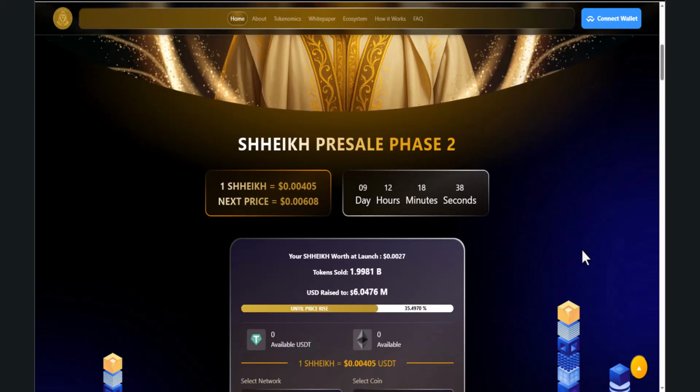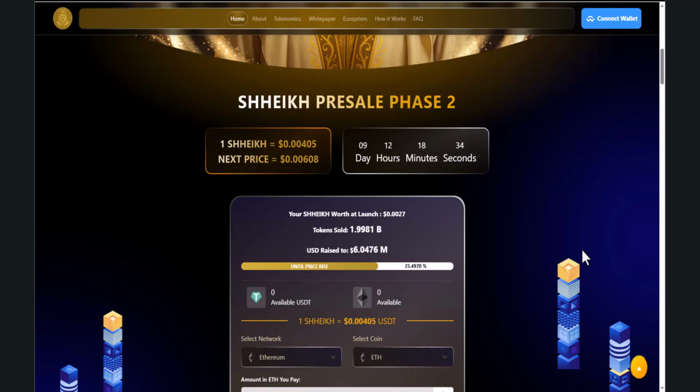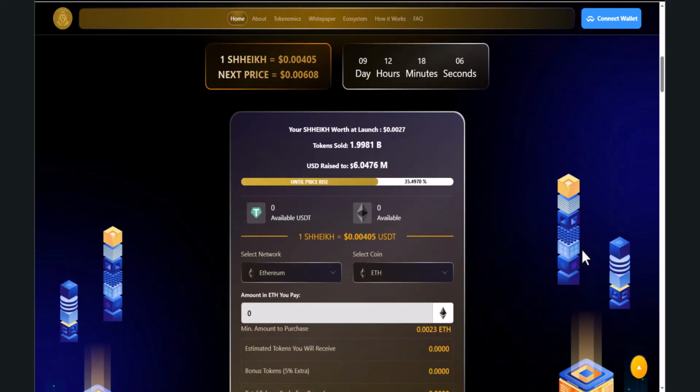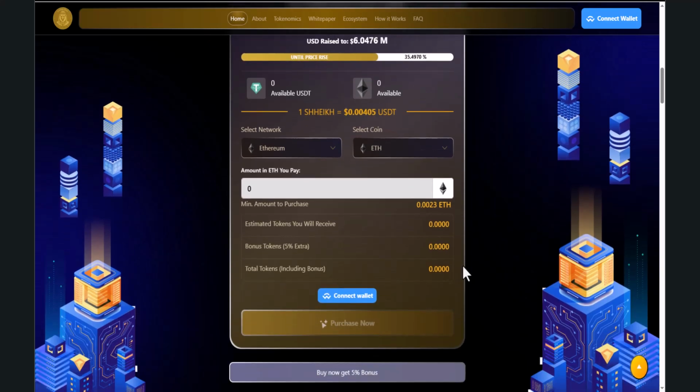So Shheikh presale is in phase 2, and its remaining time is 9 days. One Shheikh is equal to $0.00405, and the next price is $0.00608. The Shheikh worth at launch is 0.0027. Tokens sold: 1.9981 billion, raised $6.047 million. Here you can see the price rise progress, which is 35.4970%. So guys, one Shheikh is equal to $0.00405 USDT, and here you can easily buy your token.